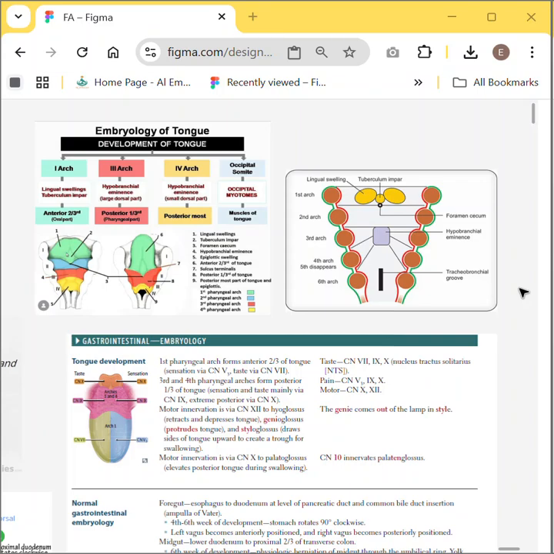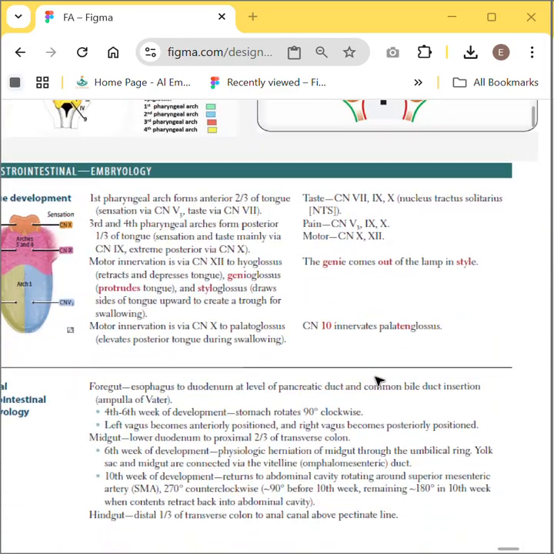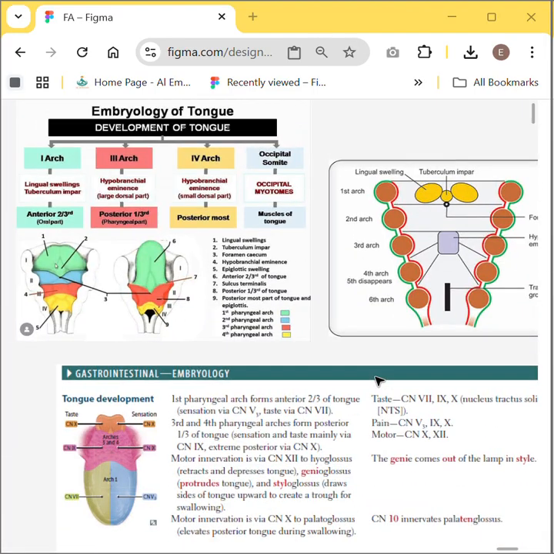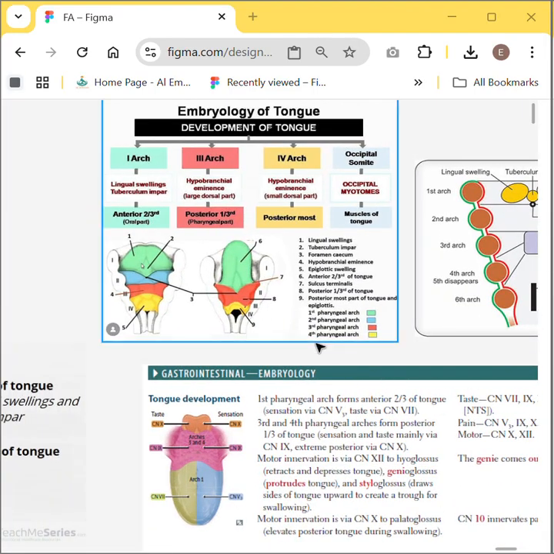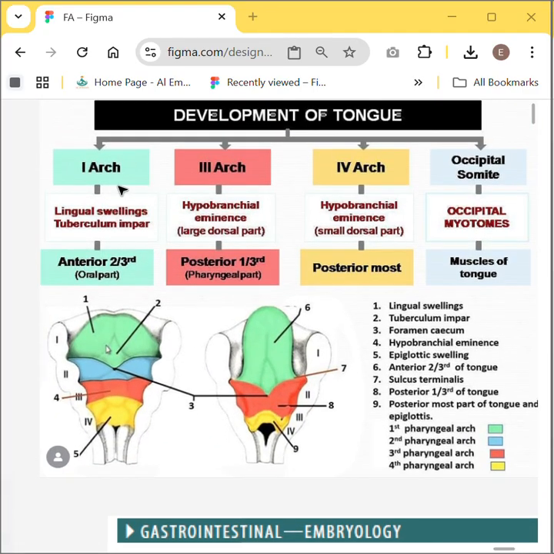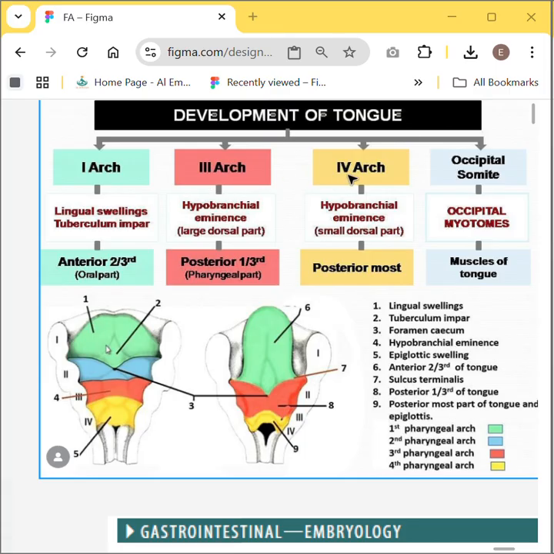With the GIT section of First Aid, the first topic we look at is tongue development. In order to understand tongue development, we need to understand the pharyngeal arches. You can see the first arch, the third arch, the fourth arch, and the occipital somites. The first, third, and fourth arches take part in developing the parts of the tongue.